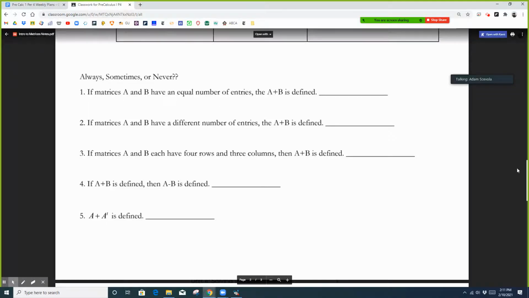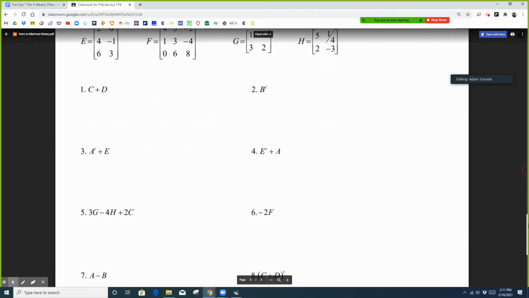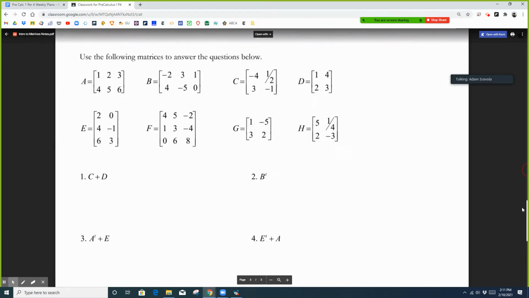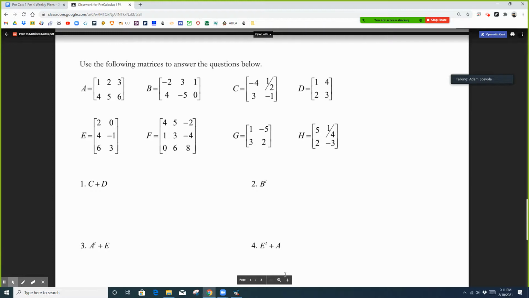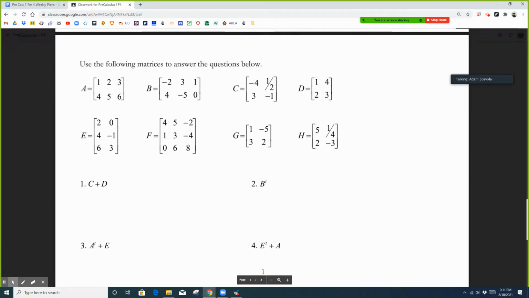Okay. So now for these, I'll show you a couple and then I'll let you work, and you can check all these with a calculator.